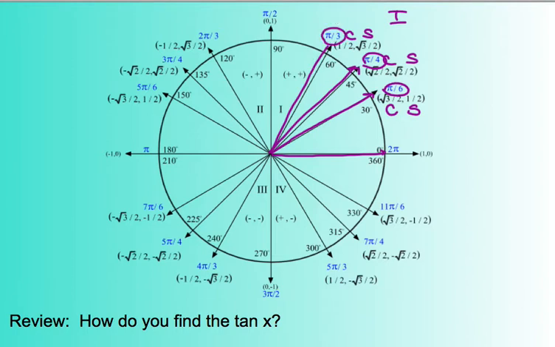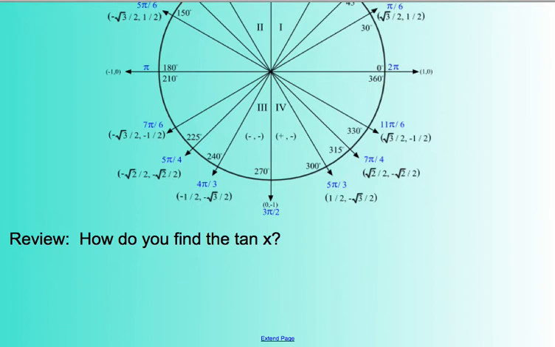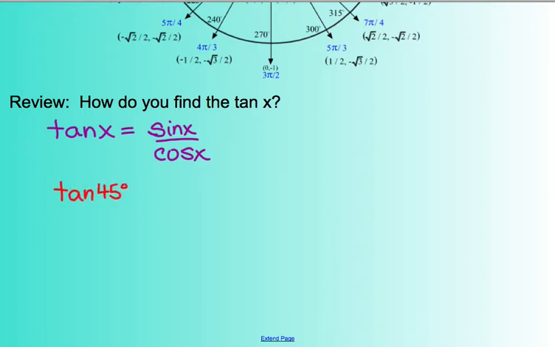So if we ask you to find the tangent of one of these angles, I'm going to scroll this down for a moment. However you find the tangent of an angle is by using the quotient identity. The tangent of x is found by taking the sine of x over the cosine of x. So let's find the 3 reference angles tangent values. So let's start off with the easy one. Let's start off with the tangent of 45 degrees, or pi over 4. We take the sine over the cosine.